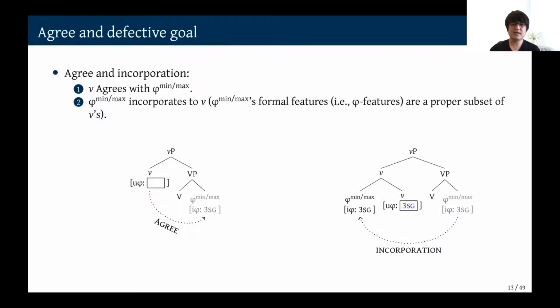Okay. So this slide illustrates Roberts' analysis of clitics. We have small v, which has unvalued phi features, and it finds phi in this position and undergoes agree with phi. As a result, phi min-max incorporates into small v. This is because phi's formal features, that is, phi features, are a proper subset of small v's.